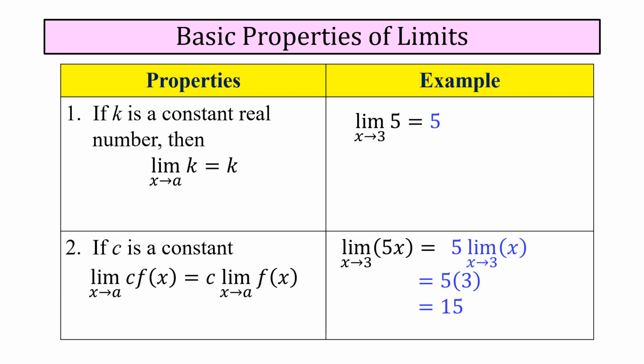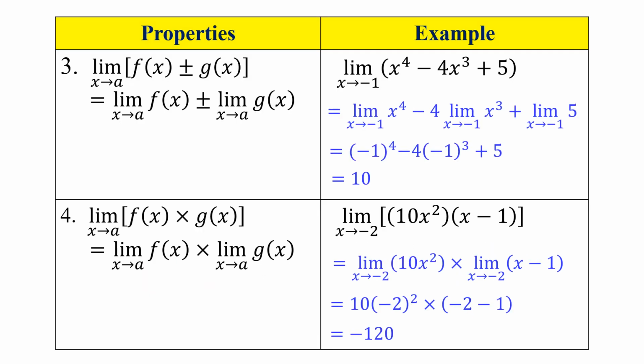Second, if c is a constant, then the limit as x approaches a of the constant c multiplied with function f(x), what we can do is move the c in front and find the limit as x approaches a of f(x). For example, you have the limit as x approaches 3 of 5x. So we move 5 here, and then we can evaluate the limit, we get 15.